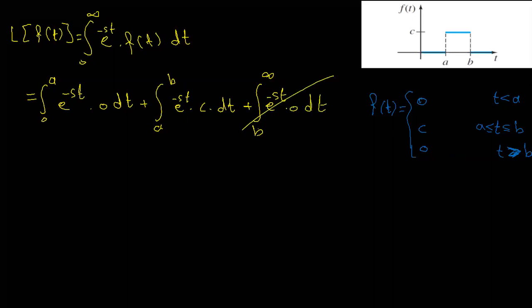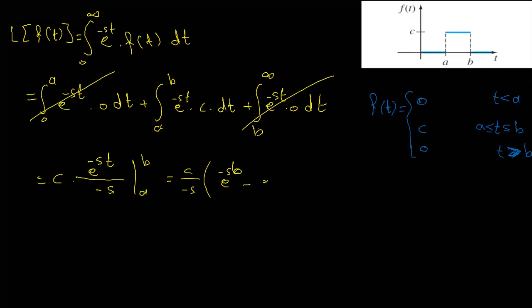So this one is 0, this one is 0. I have only the middle integral, so I have c, the constant, don't care about it, and the exponential as usual, e to the negative st divided by negative s from a to b. I'm going to plug in, so c over negative s, e to the negative sb minus e to the negative sa.